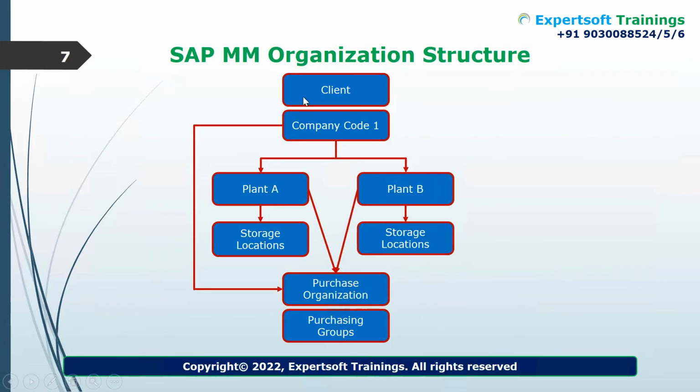And similarly, this is the MM org structure. Similar kind of structure, as I told earlier also, we have only company code, plant, and storage locations in GTS. No purchasing organization, no purchasing groups as well.